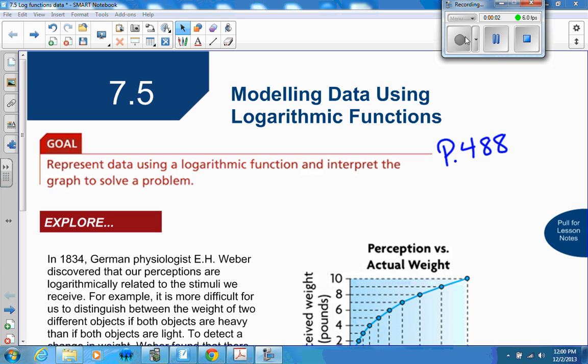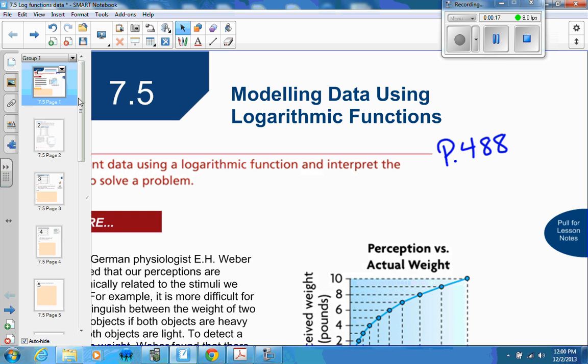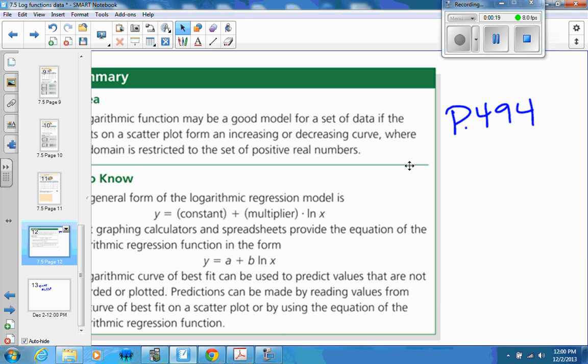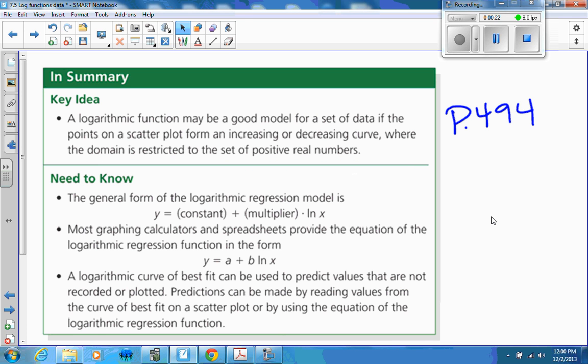Okay, let's look at 7.5, modeling data using logarithmic functions. Your last section of grade 12 applied math. Yay! Anyway, so this is found on page 488 of your textbook. Once again, we'll just flip to the last part, which is your summary, and then it gives you your key ideas.